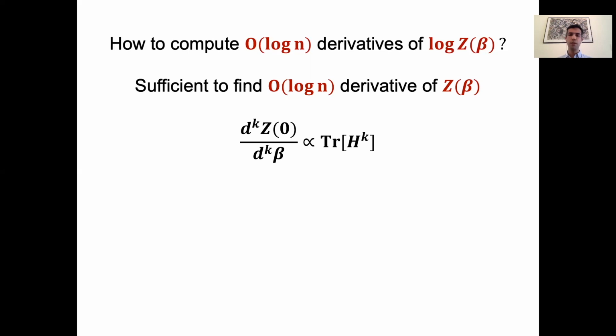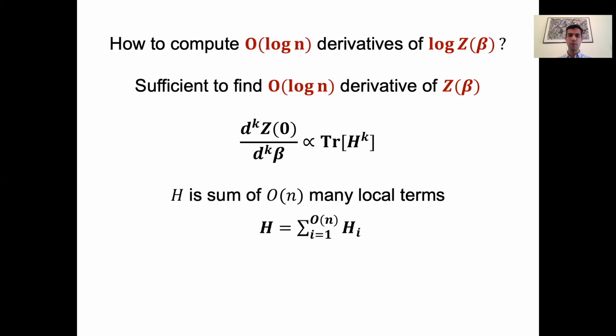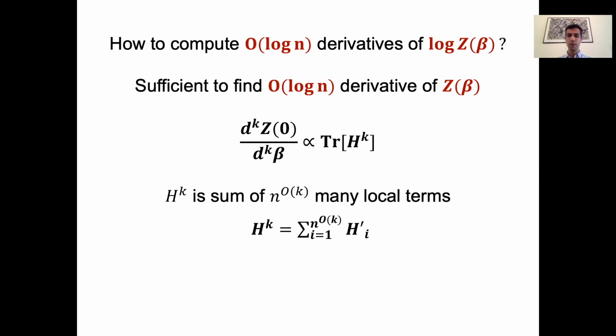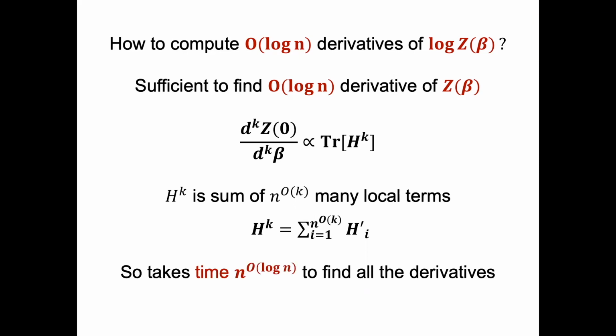And it's not hard to see that the kth derivative of the partition function at beta equals 0 is proportional to the trace of h to the k, where h is the Hamiltonian operator. But h is a sum of order n many local terms, and hence h to the k is also a sum of n to the order k local terms. The trace of these local terms can be found in polynomial time. Therefore, the derivatives can be estimated in time n to the order log n, which is quasi-polynomial.